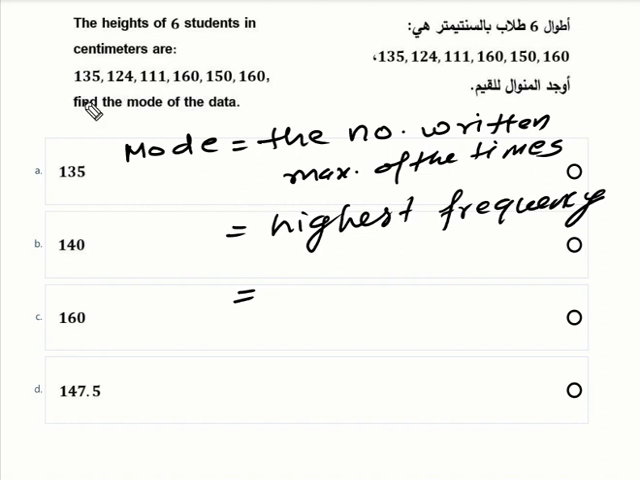And which number is written for the maximum time? You see, do you have such number? You see 160 is written for 2 times. Yes, and all other numbers are written only 1 time. So here mode of the data will be 160. This will be the mode. Okay, just remember one thing, that mode means the number which comes again and again, or the number which is repeated maximum times, highest frequency, that is called mode.